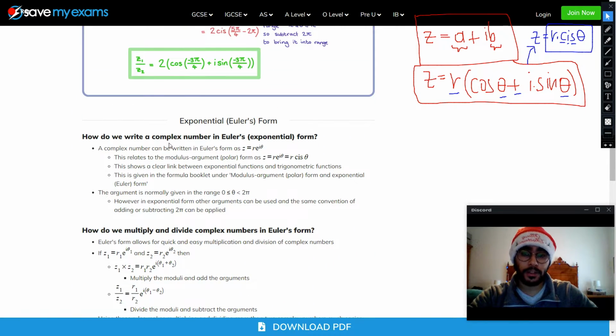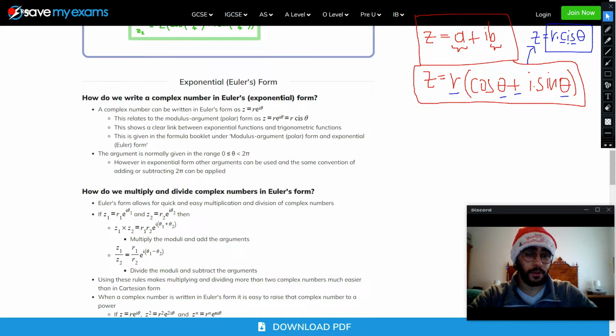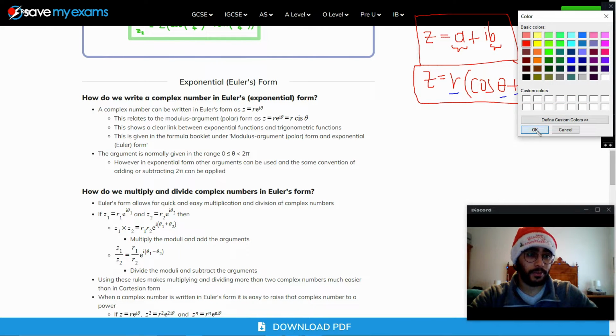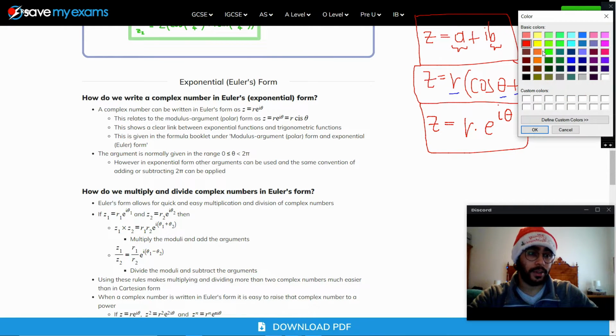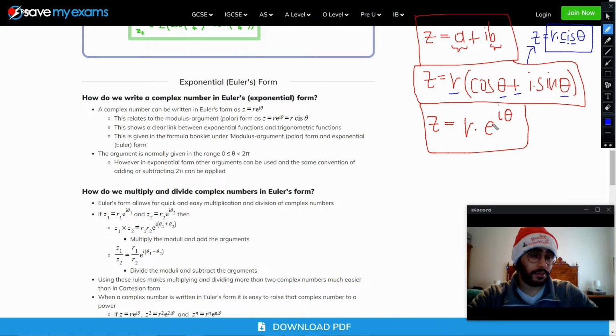So we have how to write a complex number in Euler's exponential form. Well, Euler's exponential form, again, is more or less the same thing. It's written in the following way: Z equals R times e to the power of I theta. Okay, and here as well, e is the constant e that we don't really have to find, of course. We just leave it as it is. R is our modulus, and theta is our argument, and that's all.